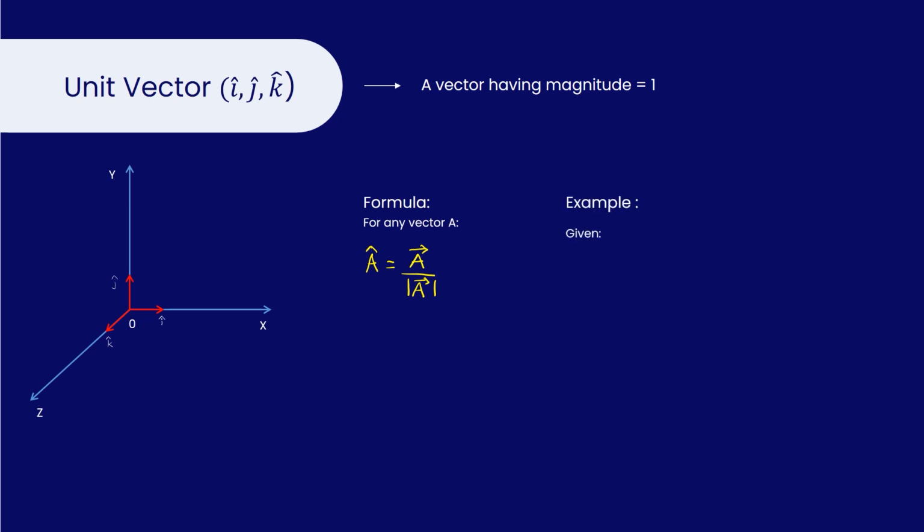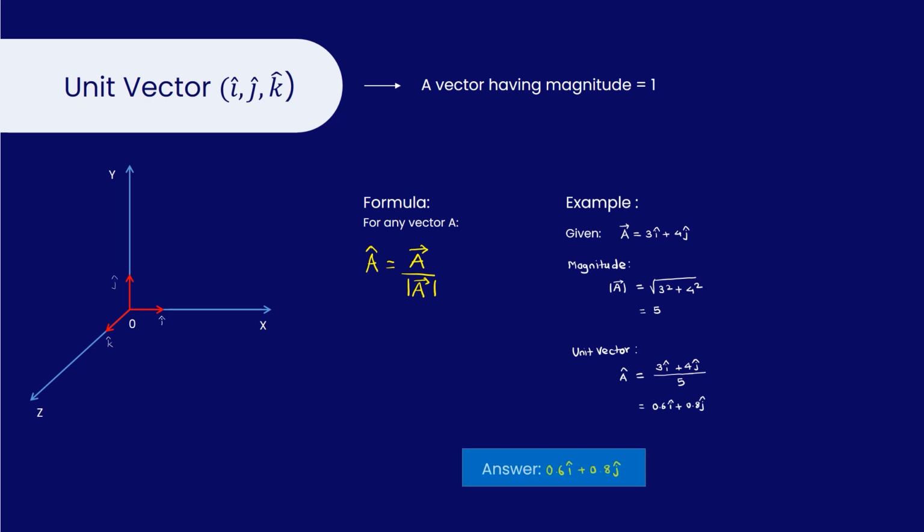For example, consider a vector A bar equals 3 i cap plus 4 j cap. To find its magnitude, we will use Pythagoras theorem, equal to square root of 3 square plus 4 square, equals 5. So unit vector is equal to A bar divided by magnitude of A bar, which is equal to 3 i cap plus 4 j cap divided by 5, which is equal to 0.6 i cap plus 0.8 j cap. That's the unit vector.